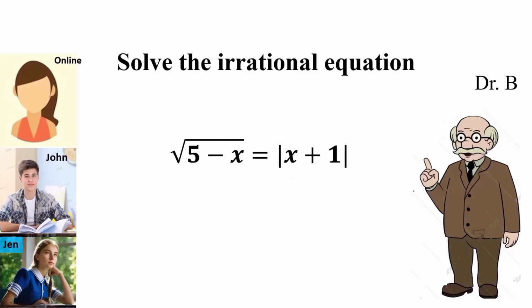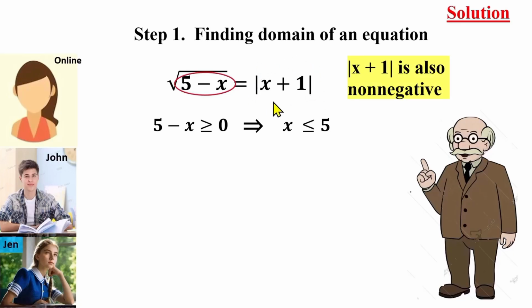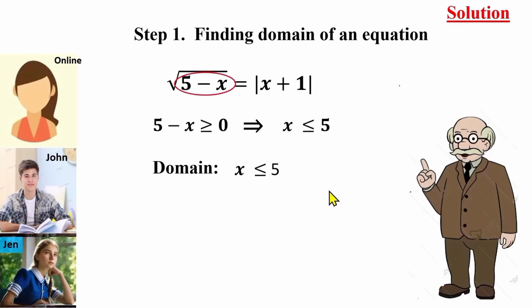As usual, as the first step, we will find domain of an equation. We have here square root. It means that a radicand, 5 minus x, must be non-negative. We rewrite this inequality in this form, and we take into account that the right-hand side exists at any x and doesn't provide additional restrictions for domain. So our domain is defined by this inequality, and geometrically we can represent it as follows.